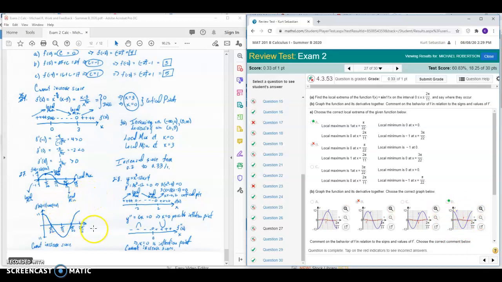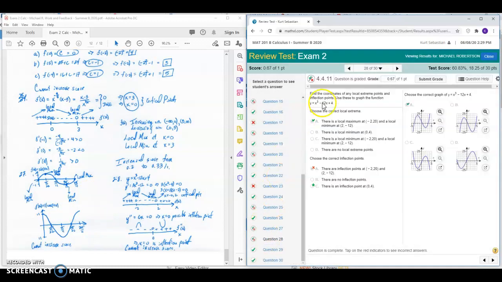Okay, and then 28 is the last one you don't have right. So 28 gives us a function. We want to find the local extreme and inflection points. So for extreme points, maximums and minimums, we need to find critical points. So you take the derivative, factor it, set it equal to 0. You see that -2 and 2 are critical points.